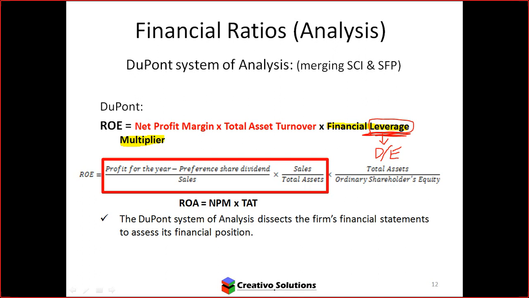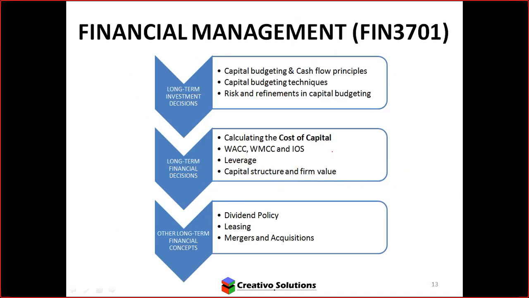Okay, so if I have more leverage, is there more risk or less risk? More risk. Correct. So DuPont analyzes ROE in three separate components: net profit margin, total asset turnover, and financial leverage. Happy? Okay. And that's all the revision that you need from your FIN 2601 in terms of the ratios.